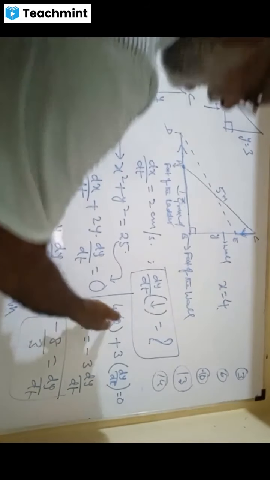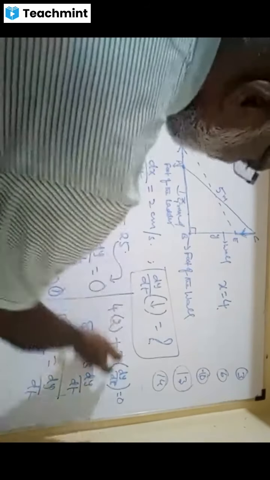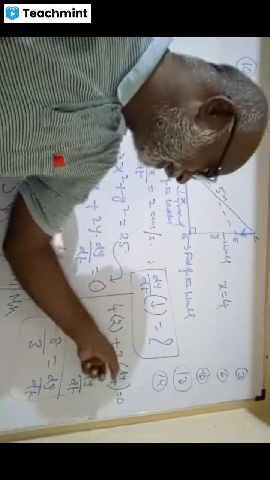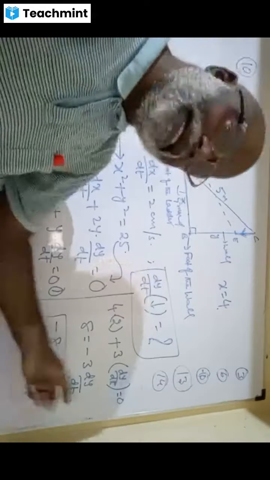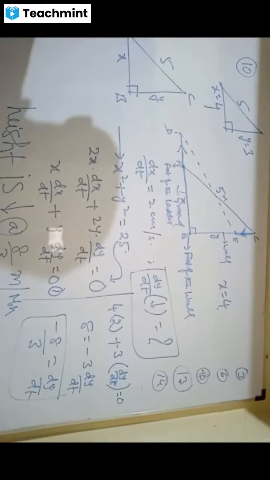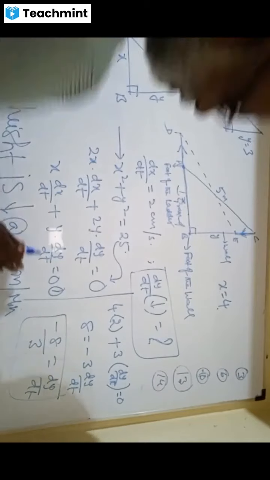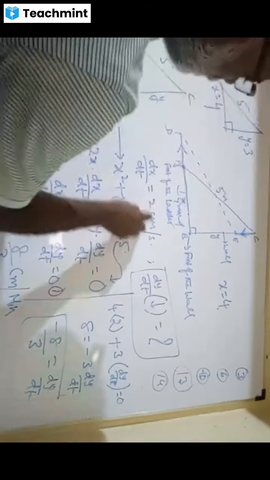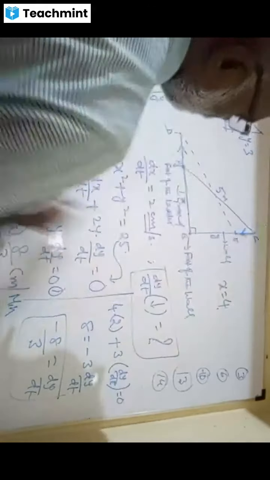Doesn't matter, you can write it, because anyway both relatively cancel each other. Centimeter-la irundhalum nammaa podalaam. It's also you are getting in centimeter, doesn't matter. 8 by 3 centimeter per minute. இது சென்டிமீட்டர்ல இருக்கறனால இதுவும் சென்டிமீட்டர் per minute.